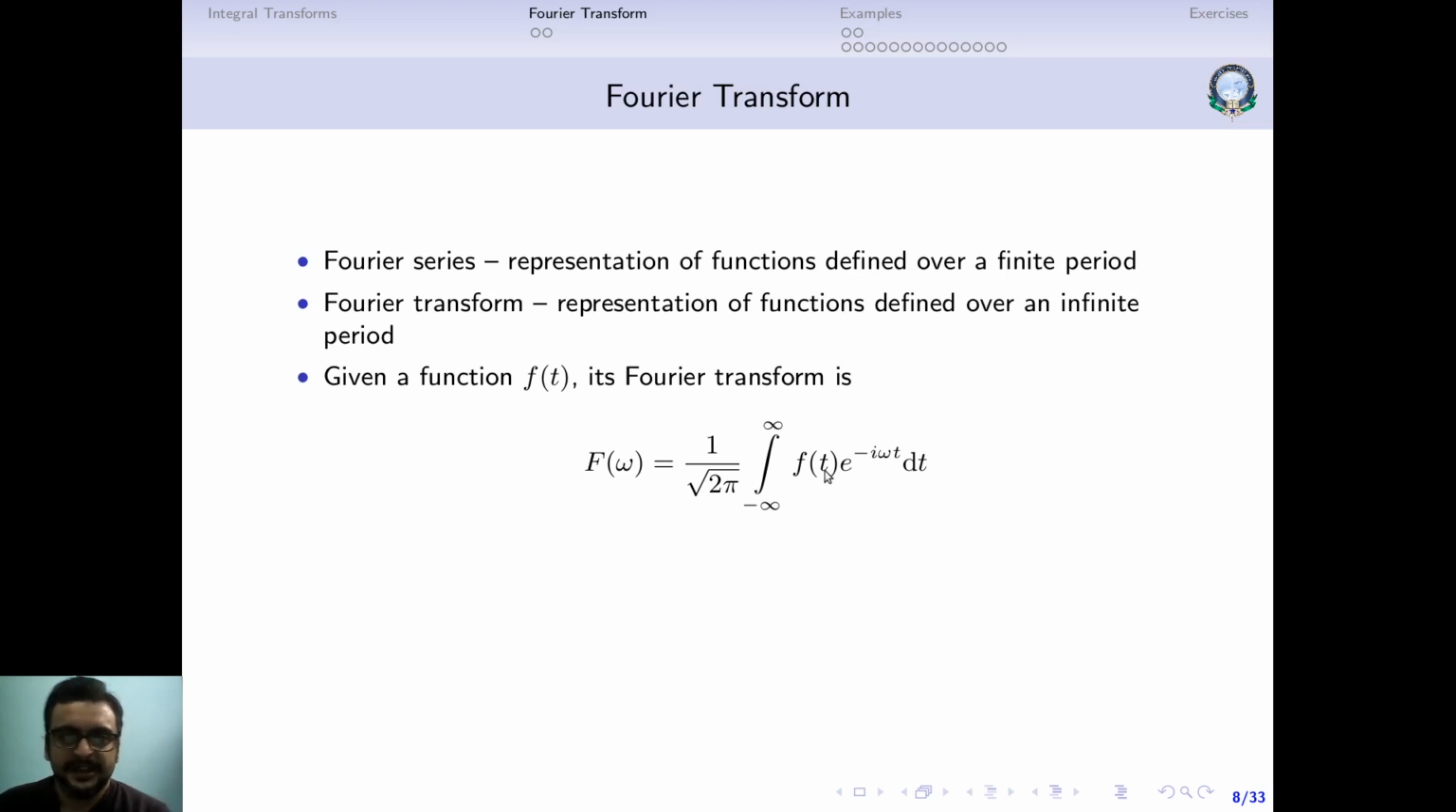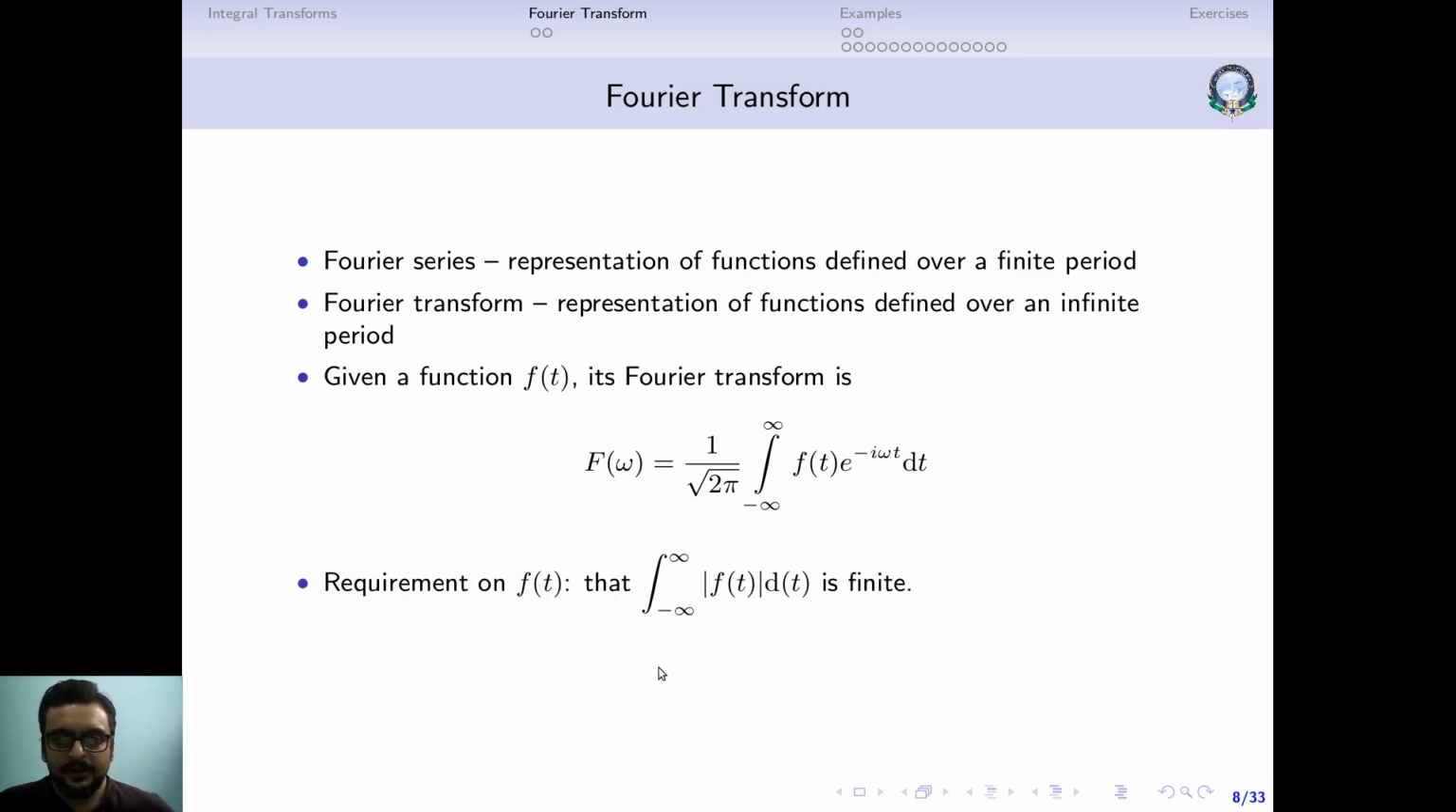So essentially, if I interpret this t as time, then this omega will be our frequency. So it is basically taking you from the time domain into the frequency domain, or the time space to the frequency space.